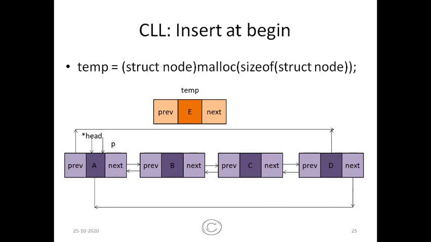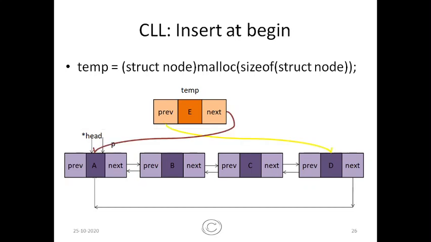Now suppose the temp node is E. Now we have to reassign the links of this temp node, both the previous and next addresses. We have to break the first node's previous address and the last node's next address, and reassign those addresses to the temp node, and then you can successfully implement insertion at begin.